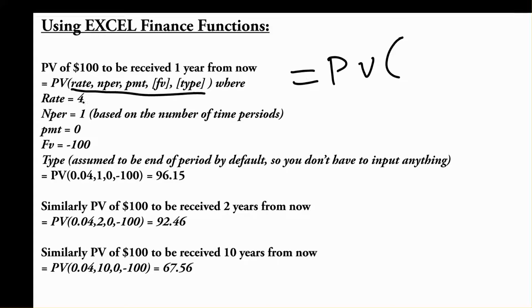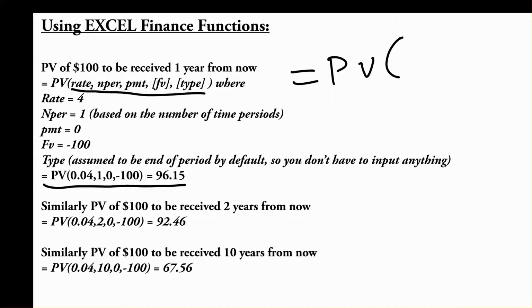The rate, which is your interest rate, okay? It'll ask you for the number of periods, which is your number of years. It'll ask you for payment, which in this case is 0, future value, and then type. You can ignore the type for right now. I'll explain that later in the course. So if you do that, this is what you will input.